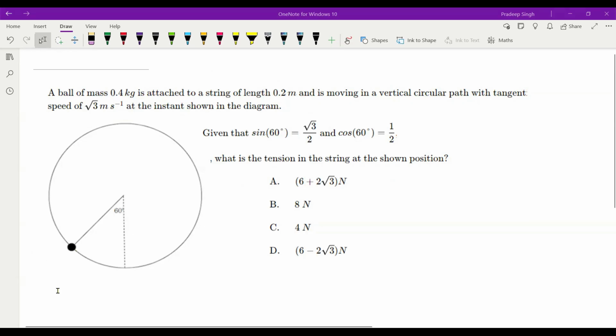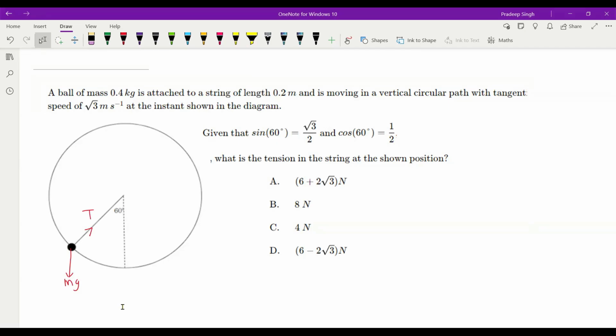Step number one in solving this question is draw the free body diagram of this particular object. So the first force acting on this object is its own weight mg, and then we have the tension T acting along the string. It's away from the body.